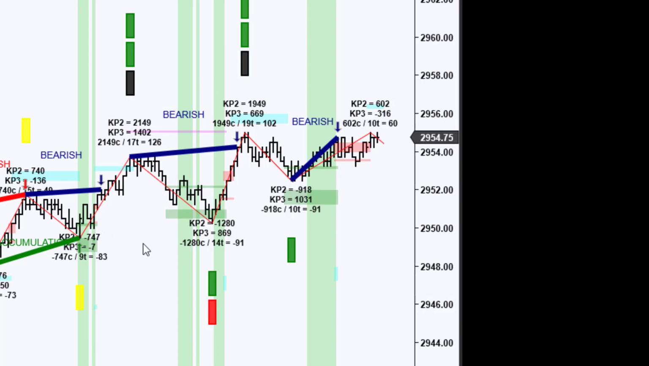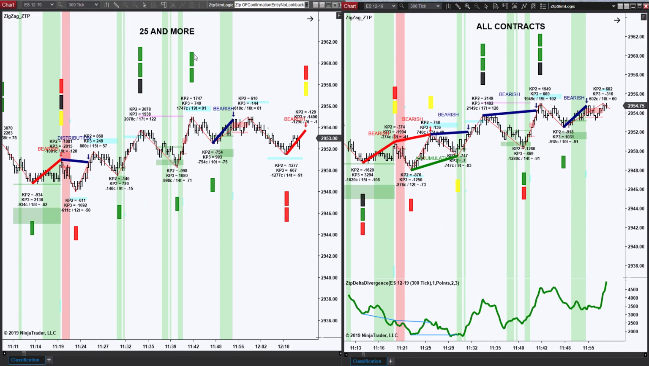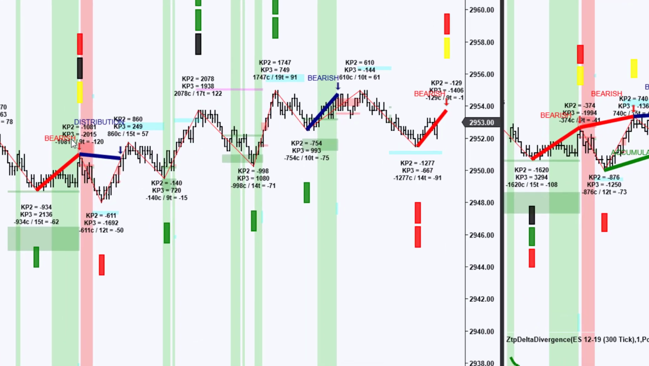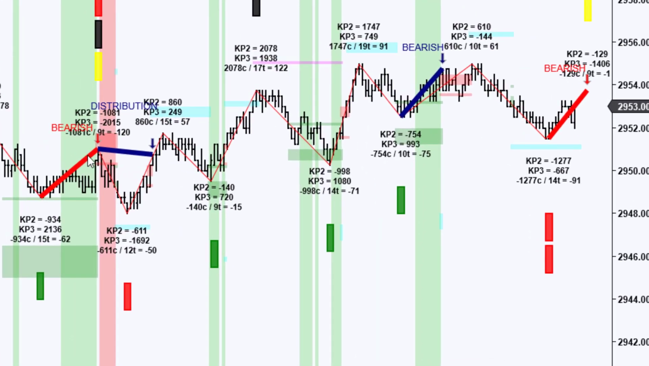Now, the reason that we are filtering for 25 or more is because we're looking for divergences that involve where the large lot traders are. As we can see back here at 1119, we had a special divergence trade that worked out fine, and that was picked up on both charts. That is basically what we're looking for, and the reason we have this set to 25 or more.